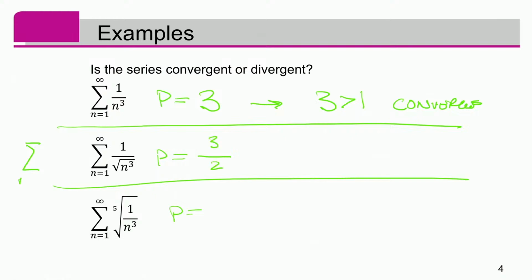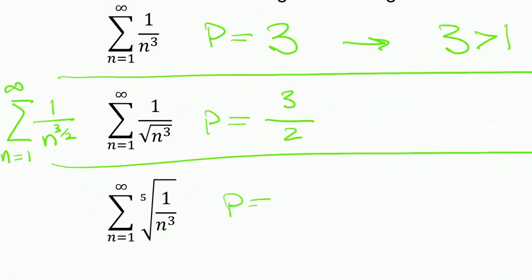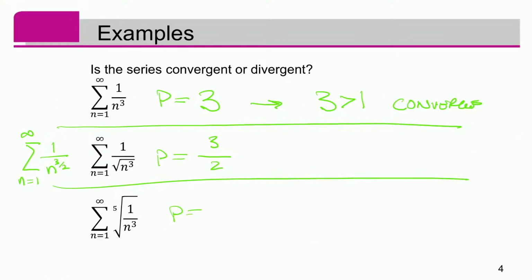If I had written it like this, 1 over n to the 3/2, that's too easy, isn't it? But it's the same thing. You have to remember that a radical is just a fractional exponent. So this radical is x to the 1/2. This radical here is x to the 1/5 because it's the 5th root. So when we get down there, just be aware you're going to be doing a 5th root. But anyway, p is 3/2.